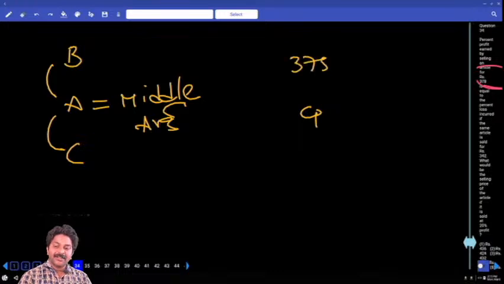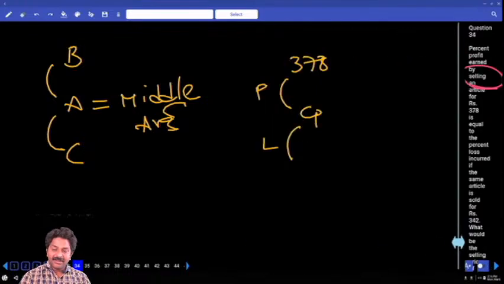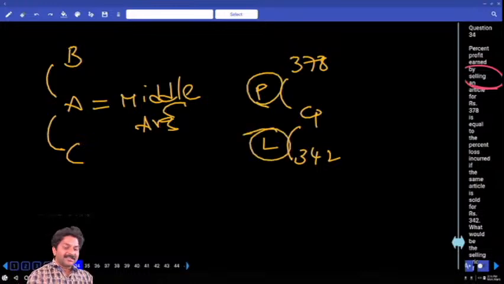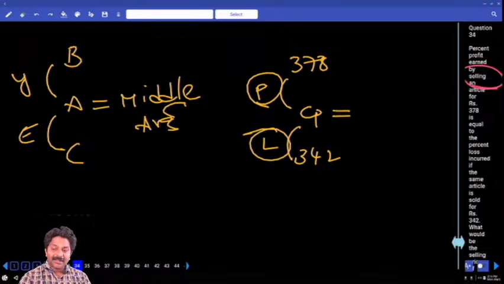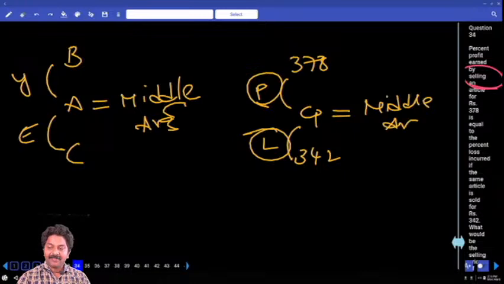When you sell the item at 378, there is a profit. And there will be a loss if you sell the item at 342. Profit and loss both are equal. Earlier they said younger and elder. And even here also, cost price is the middle number. Middle, or you can say average.